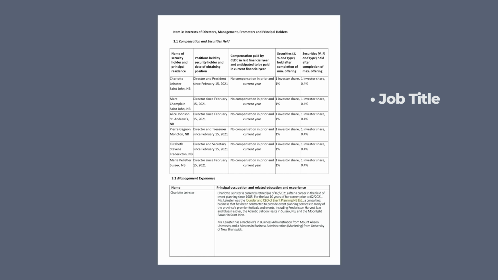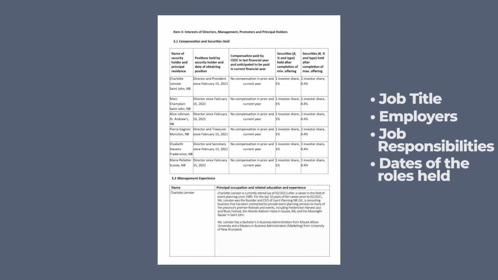In this table, the CEDC must disclose the principal occupation, education, and experience of each director, manager, promoter, and principal holder. This is disclosed so that potential investors can judge whether the CEDC's key people have the experience and qualifications to succeed in their business venture. The disclosure in this table should be detailed and specific by summarizing each person's job titles, employers, and job responsibilities for at least the past 5 years, with dates of the roles held.